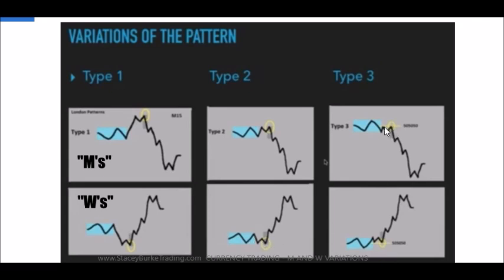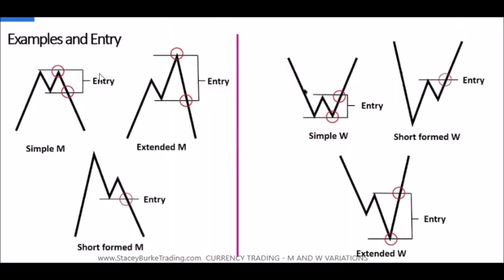And a type 3 M formation will typically form near or at the low of the day. Same thing for the W formation. It will form at or near the high of the day, almost in a cup and handle sort of format. And we'll take a look at some of those examples, but also the different variations, how they may present: the simple format, the extended M formation, or the shortened M formation, and of course the simple W formation, the short-formed W formation, and of course the extended W formation. And we'll look at some examples of how they may present in last week's trade setups.